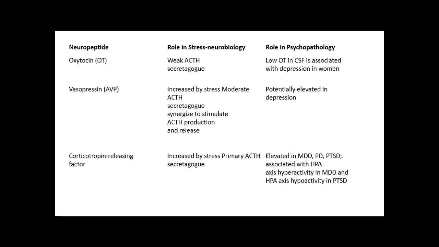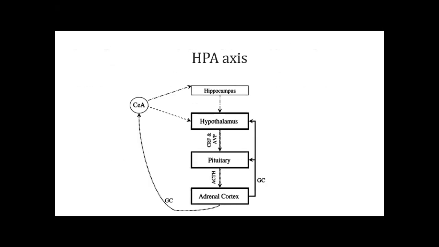Oxytocin is also a weak ACTH secretagogue. We will study the role of oxytocin in anxiety disorder in a further slide. Vasopressin is increased by stress; it is also a moderate ACTH secretagogue and synergizes to stimulate ACTH production and release. Corticotropin-releasing factor is increased by stress and is the primary ACTH secretagogue. This is a diagram depicting the HPA axis. In the HPA axis, CRF, that is corticotropin-releasing hormone, is released from the hypothalamus and then released systemically.